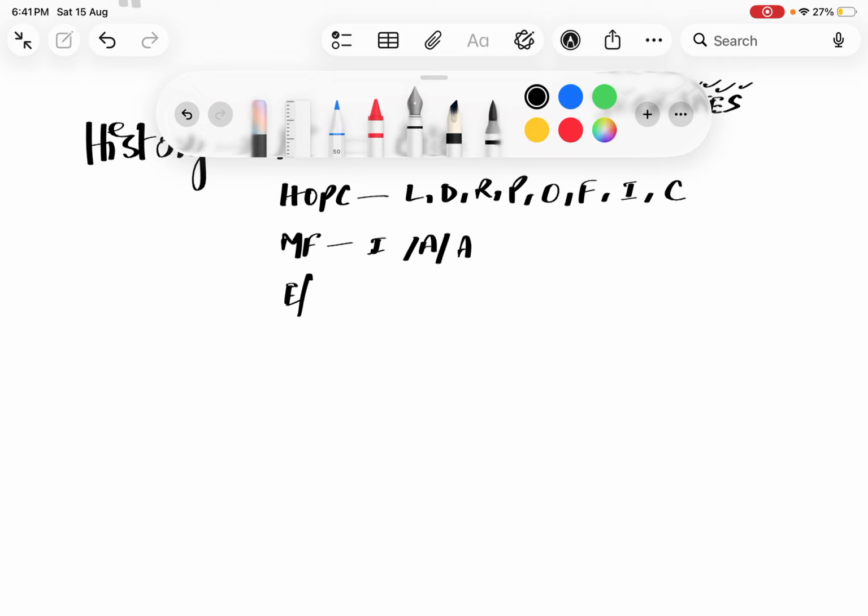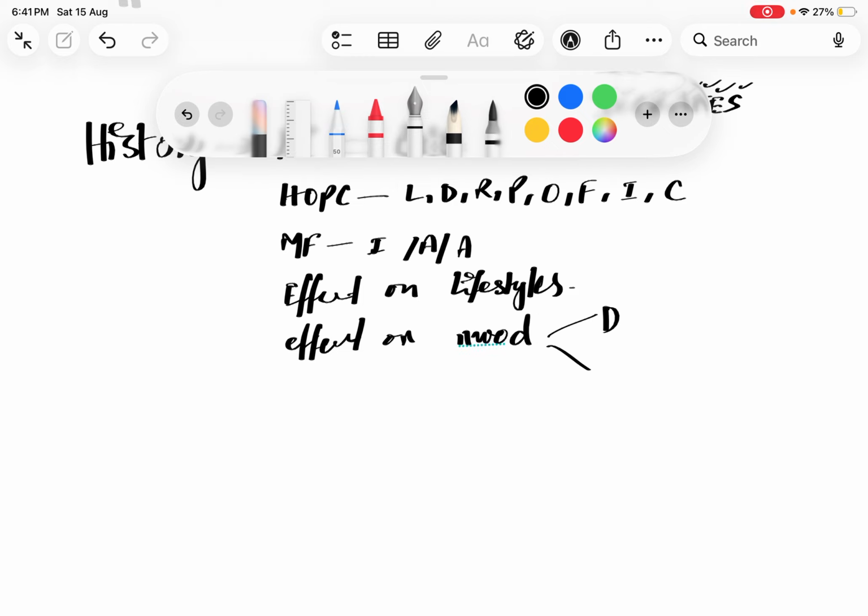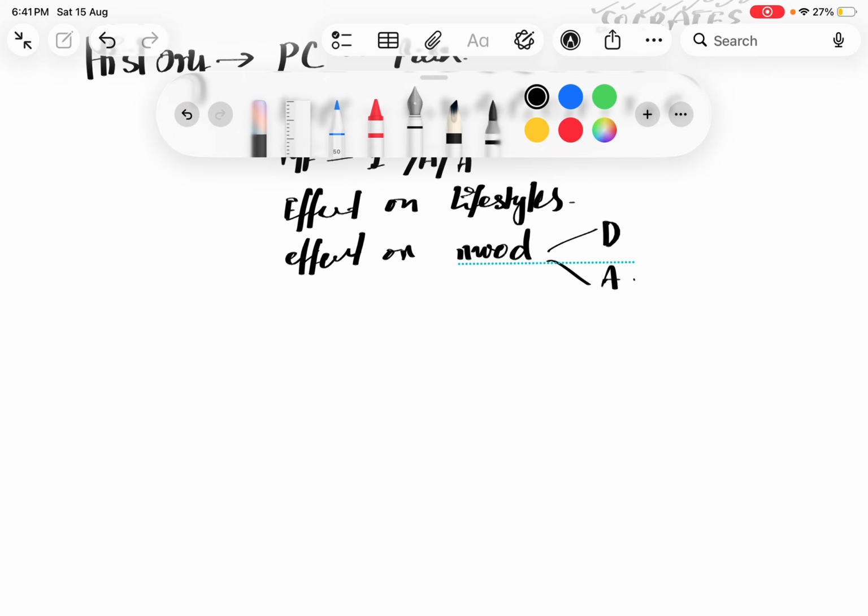Then we have the effect of the pain on lifestyle. How has the pain affected the patient's lifestyle? And then we have the effect of pain on the mood of the patient, whether it has caused any sort of depression or anxiety in the patient. And then we move on to outcomes of previous investigations or therapies.